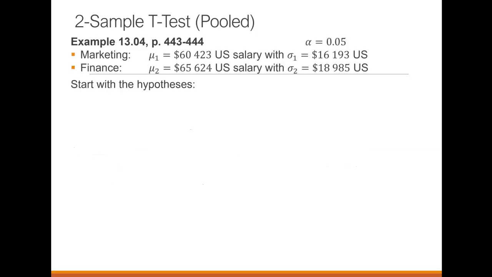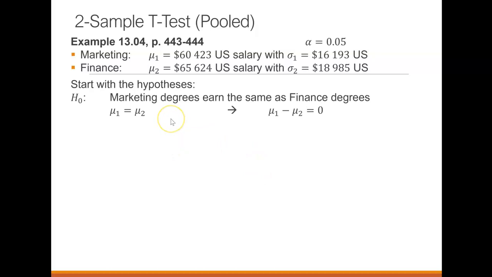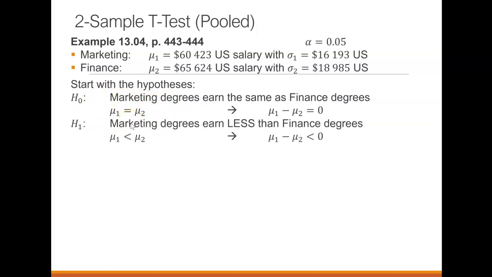Stat. Test. Two-sample t-test. What should we have done before we press this button, though? This is my fault for asking you the buttons. We write our hypotheses, right? So here, if we want to know if they're the same, we're testing this. The null hypothesis is that the means are equal. And our alternative is that the marketing degrees earn less than the finance degrees.